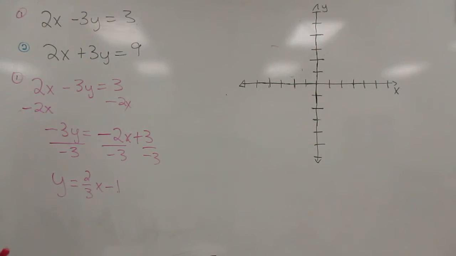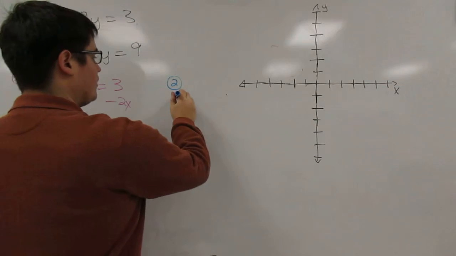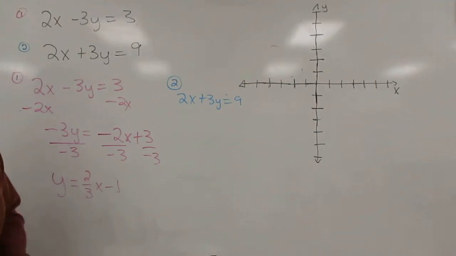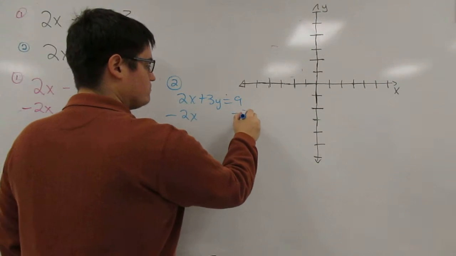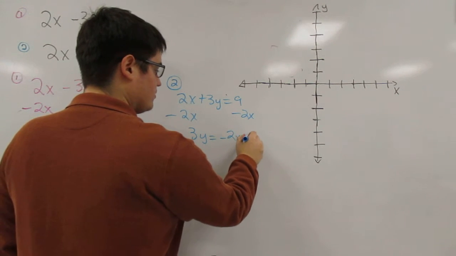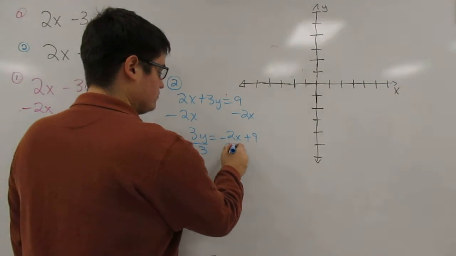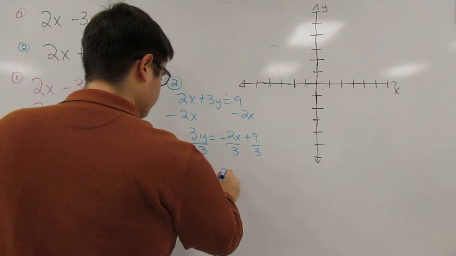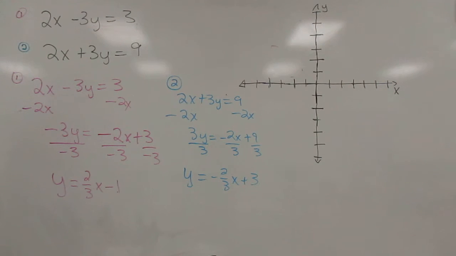Now let's do the same thing for the other one. Put that one in blue. 2x plus 3y equals 9. Solve for y. 3y equals -2x plus 9. Divide by 3. So y equals -2/3 x plus 3.